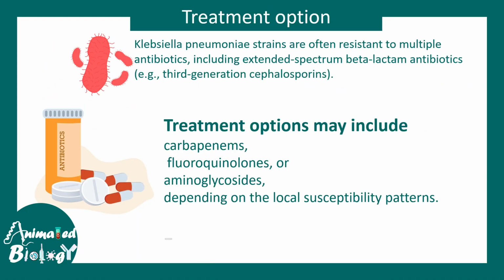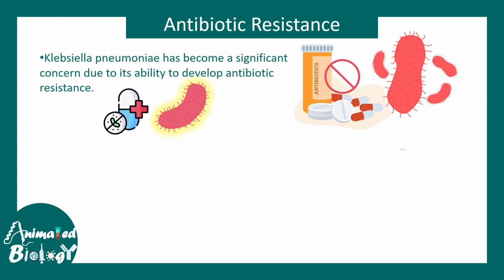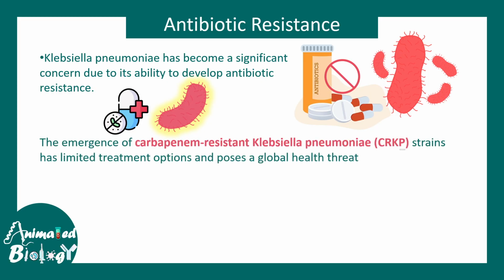When it comes to treatment options, Klebsiella pneumoniae strains are often resistant to multiple antibiotics like the classical beta-lactam antibiotics, like 3rd generation cephalosporins. So the treatment options might include carbapenems, fluoroquinolones, and aminoglycosides. But the big concern about Klebsiella is its antibiotic resistance. And there are many antibiotic-resistant strains throughout the world. And this is a significant concern for clinicians.